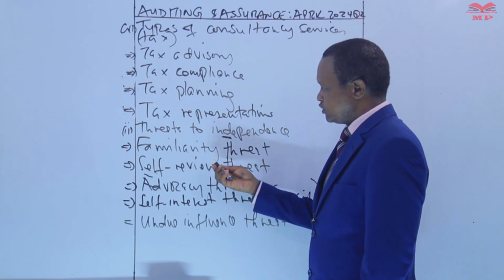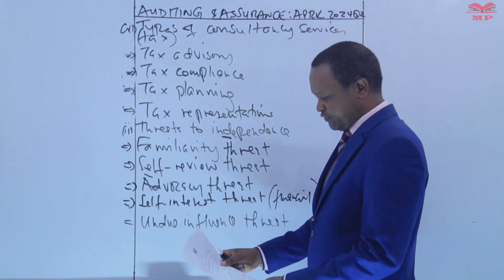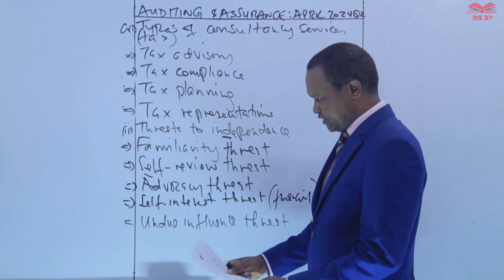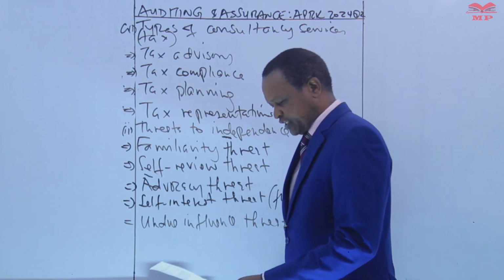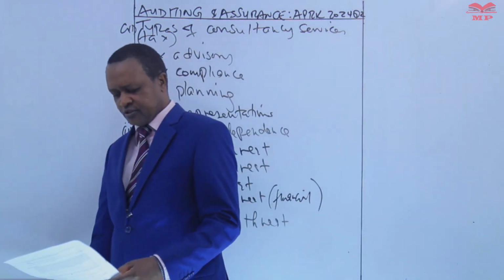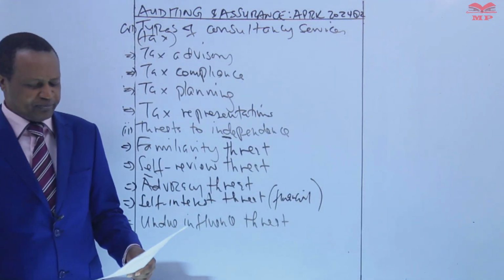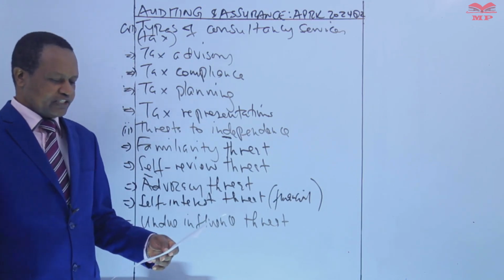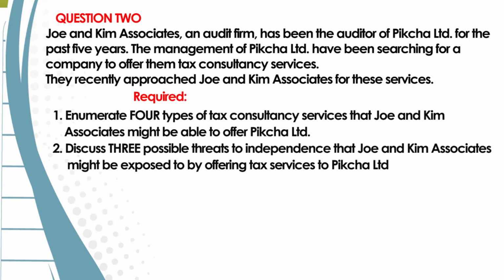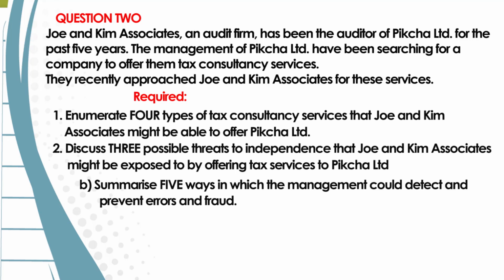So these are 1, 2, 3, 4, 5. You are to give 3. I think we've given 5. These are 5 possible threats. So it's important for you to be familiar with all these threats. So that is part A of the question. Part B reads, summarize 5 ways in which the management could detect or prevent errors and frauds.